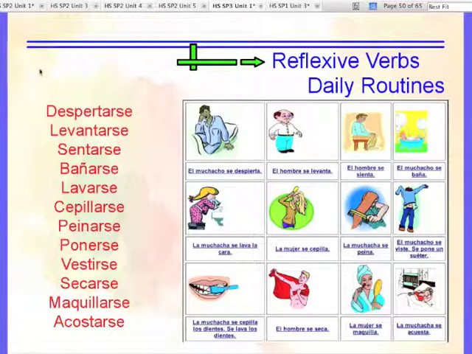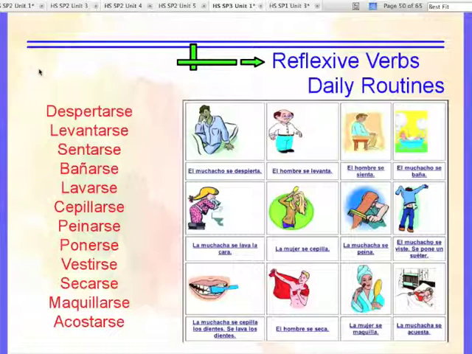So, reflexive verbs, generally they're going to be kind of routine items that you do, but I want you to think of them as this. Reflexive verbs are verbs where the action returns to the actor. Okay, the person that does the action also receives the action. So you get yourself out of bed, you dress yourself, you comb your own hair, you brush your own teeth, you dry yourself after the shower, you put makeup on yourself.